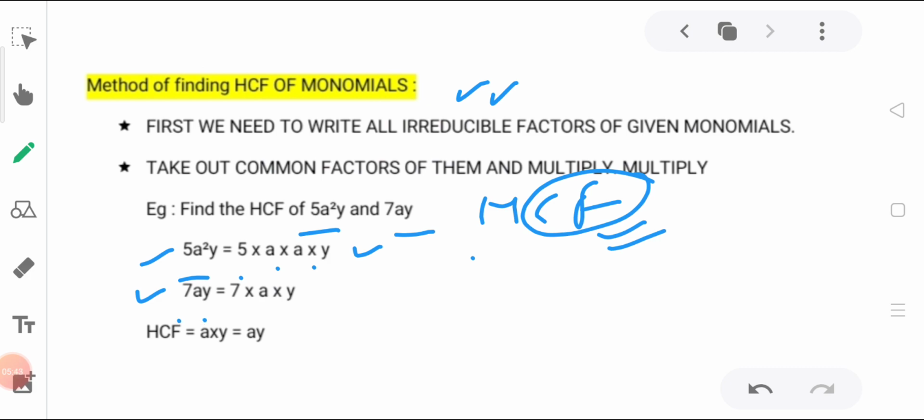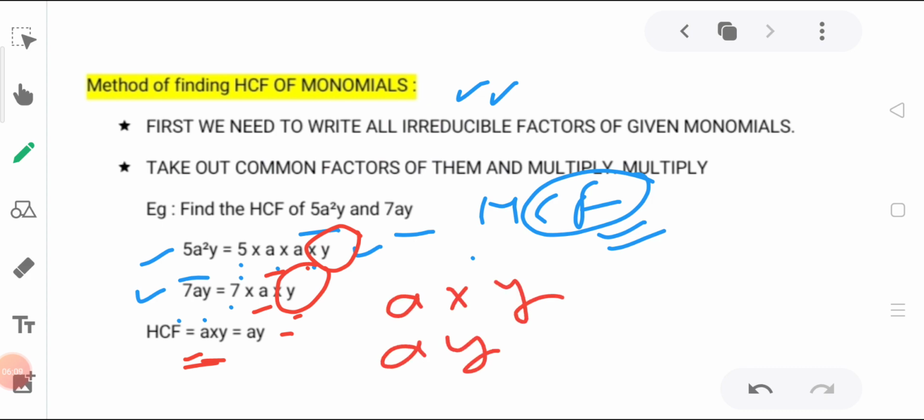So now what should be the HCF? We have to take out the common factor. 5 and 7 are not common, we cannot take them. Then a is common, so we have written over here a, right? And another a is here, but there is no other a in the second term, so we cannot take that a as common. Now y is here, and this one is also ay, so y also has been taken out. And after getting the product of a into y, you will get ay. So what is the HCF of this? The HCF is ay, right? So now we can easily find out the HCF of monomials by taking out common factors.